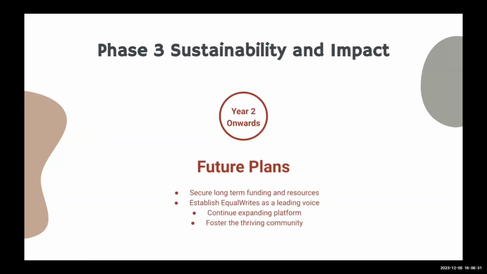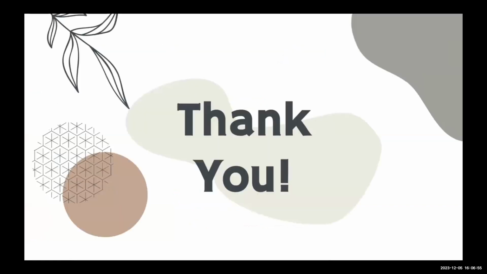So securing long-term funding and resource goals, establishing Equal Rights as a leading voice, continuing to expand the platform, and fostering a thriving community. So really with phase 3, it's up and running. Users are doing it, articles are being pushed out, editing is being pushed out, and it's just a general platform for the user by the user. And so that's what I had for my presentation. If there are any questions about what I had.